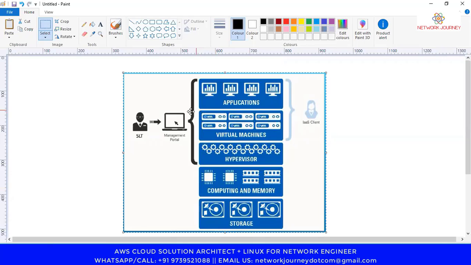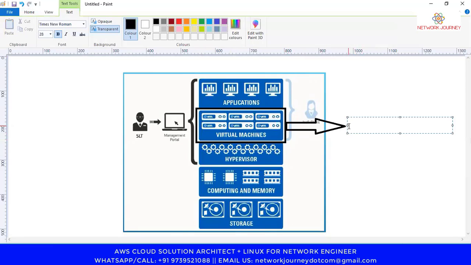So as an example here, I'm having around 6 virtual machines. If the 6 virtual machines are dedicated for only a single customer, then it is called a private cloud. The allocated resources only for a single customer means it is called a private cloud. Got my point what I'm saying?